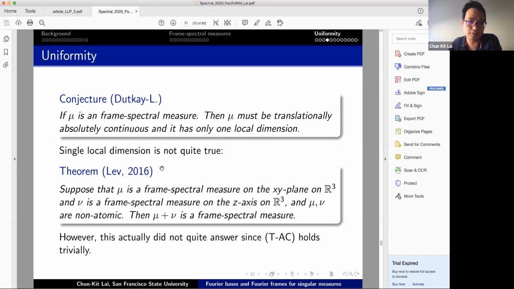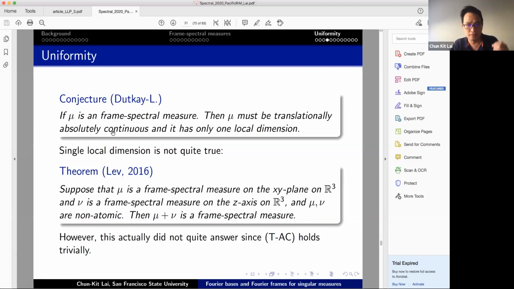So for one local dimension, there is a way to get rid of it. It was by Lev and Nir in 2016. So what he considered was, okay, I consider a frame spectral measure on the plane. On the other hand, I add another measure on the z-axis. So they are kind of orthogonal, in independent directions of each other. And he showed that, well, if mu and nu have no atoms, so not purely discrete, the addition will be a frame spectral measure. So that means you still have two local dimensions in two independent directions. But it still doesn't quite answer translation absolute continuity.